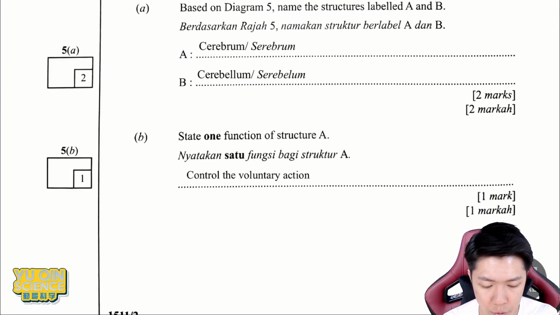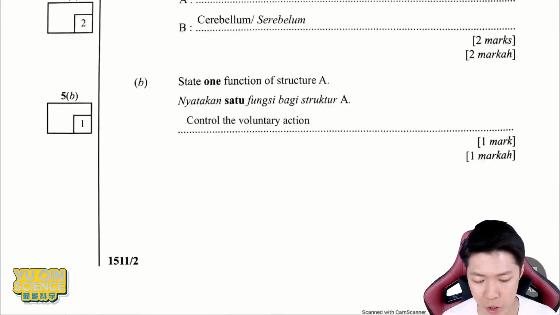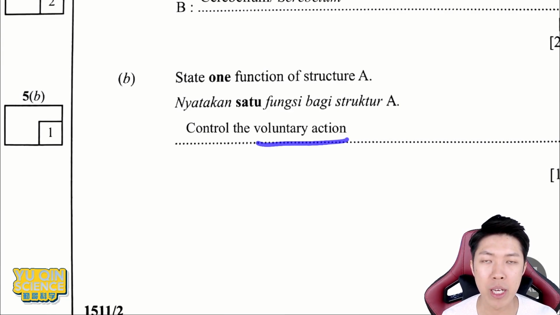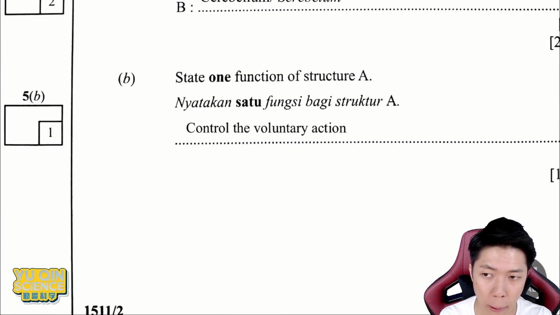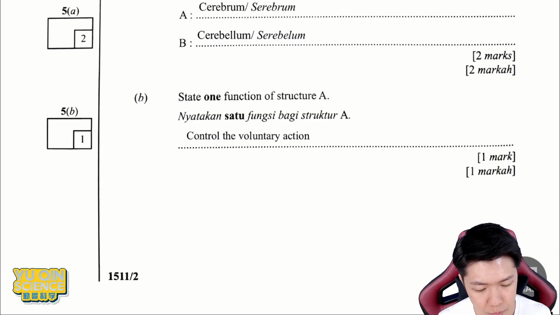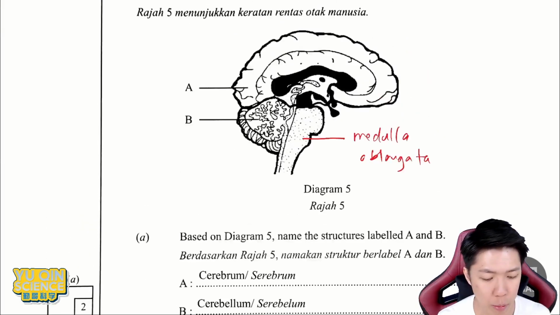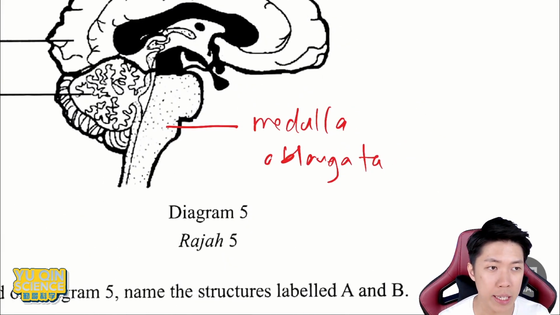Alright, B. State one function of structure A, which is cerebrum, the biggest part. 大脑的 function 就是要 control voluntary action, things that you choose to do. Like now, watching my video. I'm learning. Although you might be forced to because you have to, things that you choose to do will be voluntary action. Cerebellum is to control your body balance and body posture. Medulla oblongata is involuntary action.